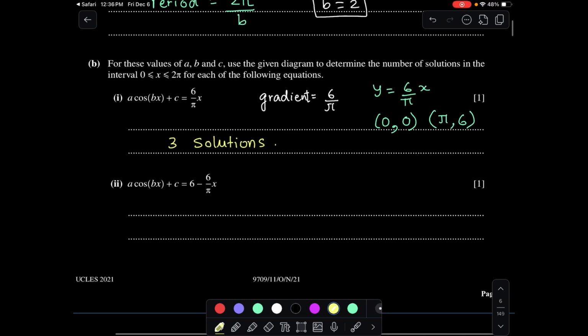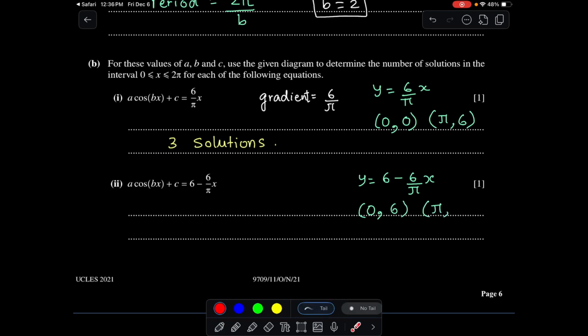Likewise, the next equation is y equal to 6 minus 6 over pi x. Again, choose 2 points. When x is 0, y would be 6. When x is pi, you've got to substitute your x value in here to calculate the y. So when x is pi, if you substitute pi here, y would be equal to 0.